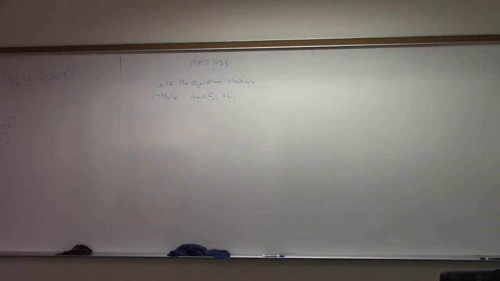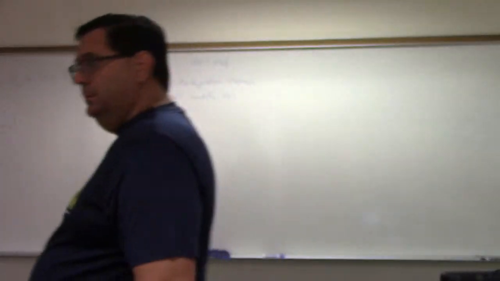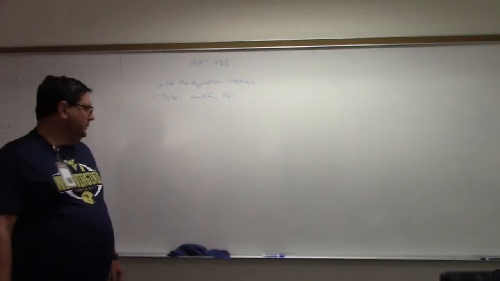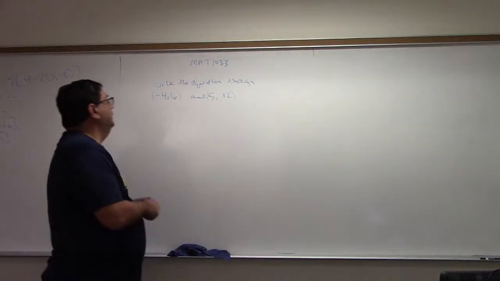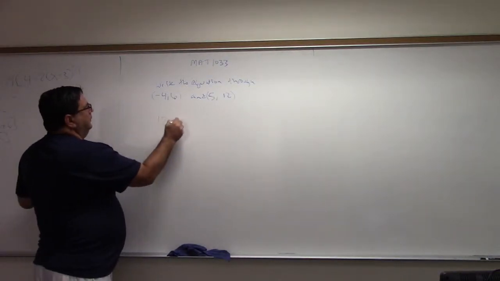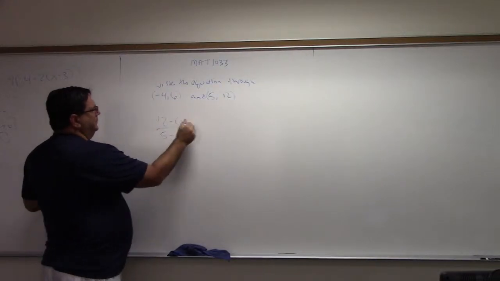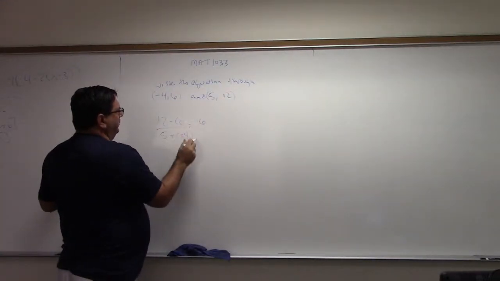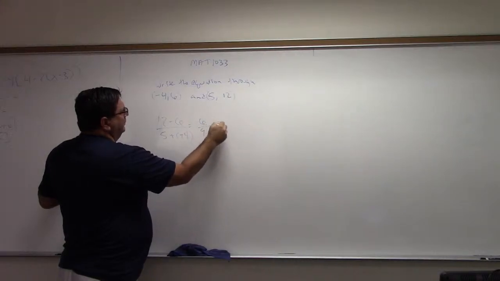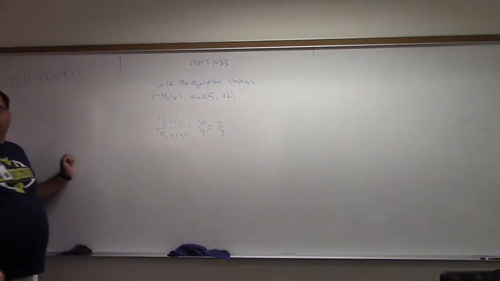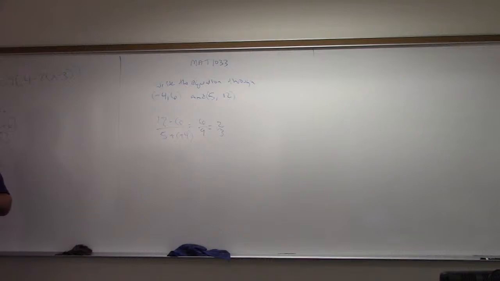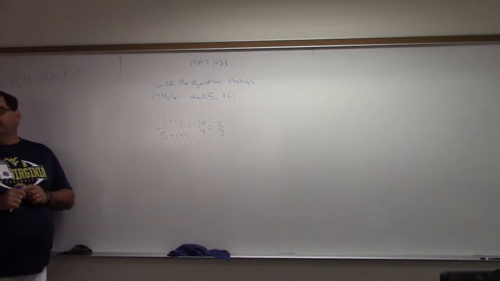Ready? I started it though. You started it? Are we ready to do it? All right. 12 minus 6 over 5 minus negative 4. 12 minus 6 is 6. Negative, negative become positive. This is 6 over 9, which is 2/3. Divide each of those by 3. Everybody able to get the slope? I got the slope, I just didn't simplify it. Okay. Always reduce.